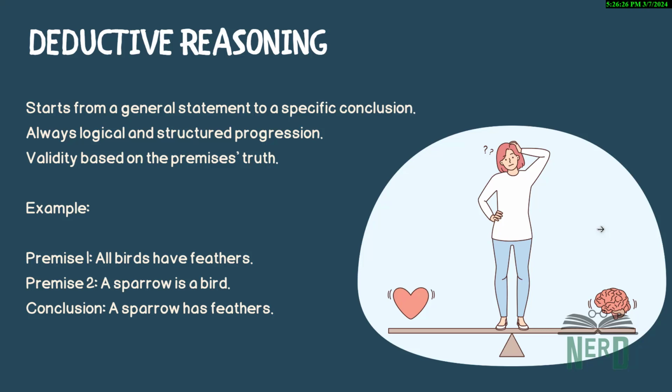For example, here premise 1 says all birds have feathers, and premise 2 says a sparrow is a bird. So again, you can just conclude that a sparrow has feathers, right? So that is your deductive reasoning.